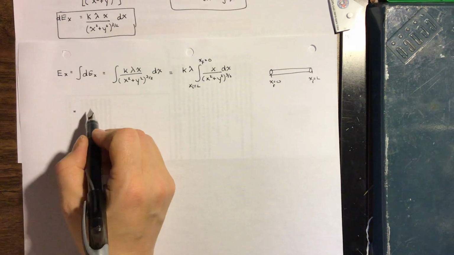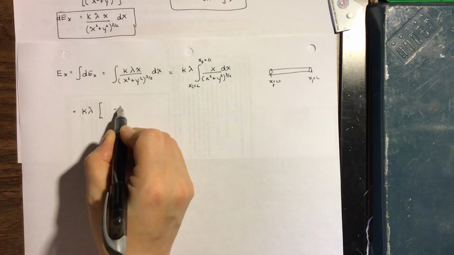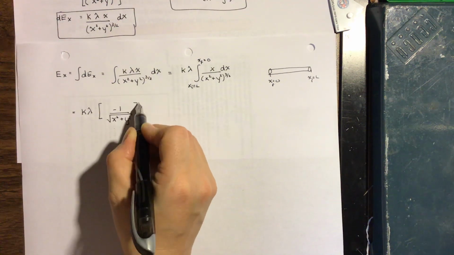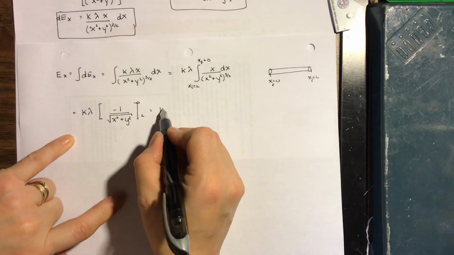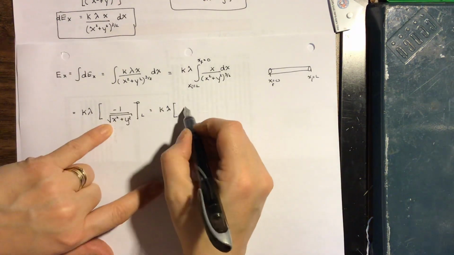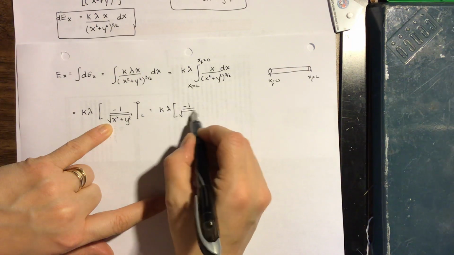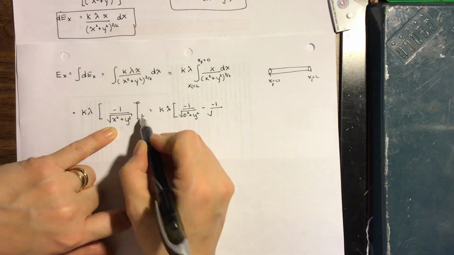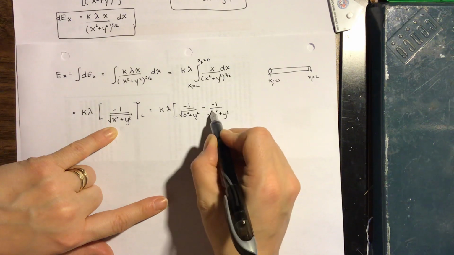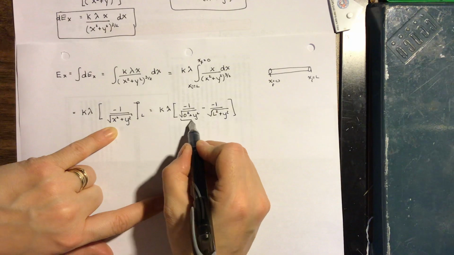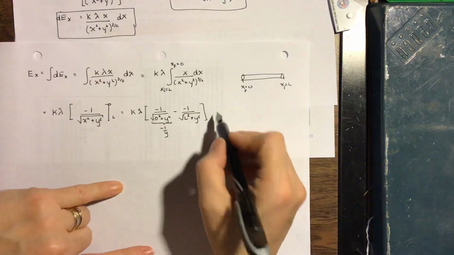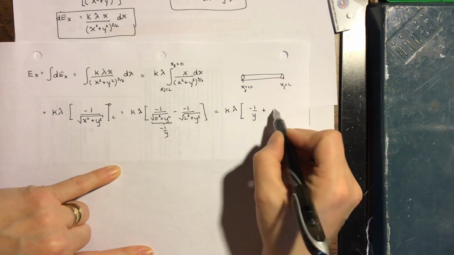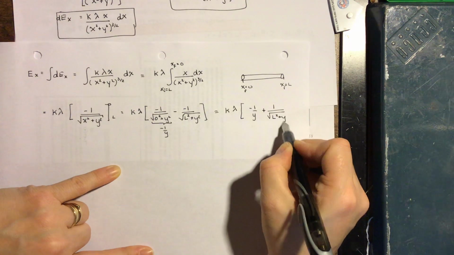So when we look up the result in a book, we get k times lambda times minus 1 over square root of x squared plus y squared, evaluated at 0 and L. So to carry on, we do k times lambda outside of. We plug in 0 for our x, so we get minus 1 over square root of 0 squared plus y squared. Then we do minus 1 over. Now we plug in L for our x. We get L squared plus y squared. This whole part is going to be minus 1 over y, so we can fill that part in next. K times lambda outside of minus 1 over y. Minus times minus gives us a plus, 1 over square root of L squared plus y squared.